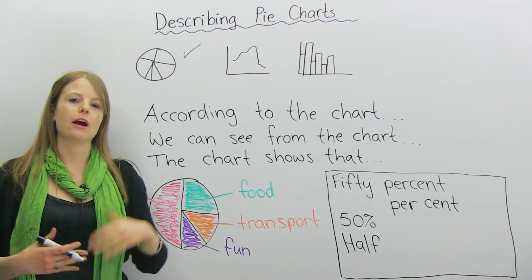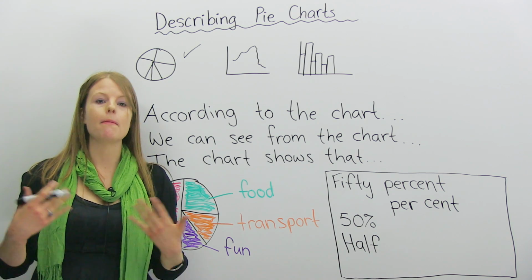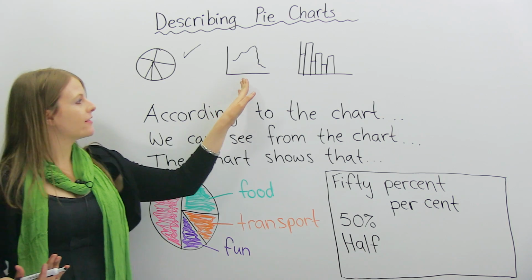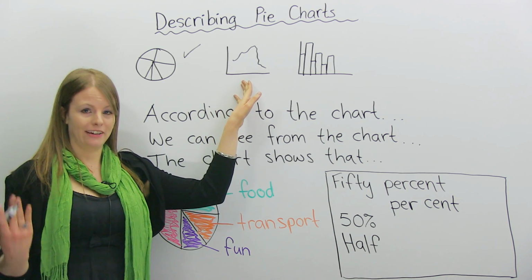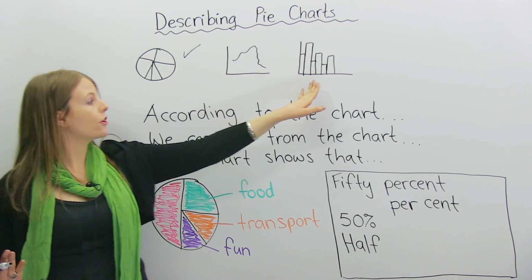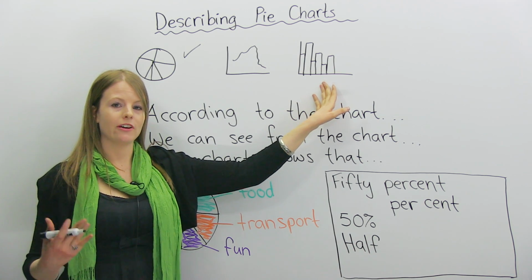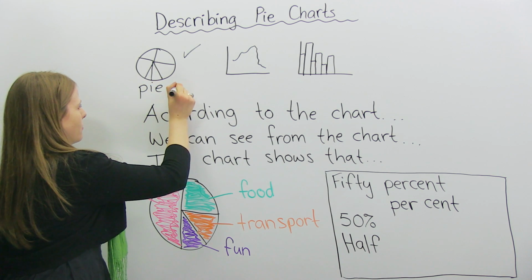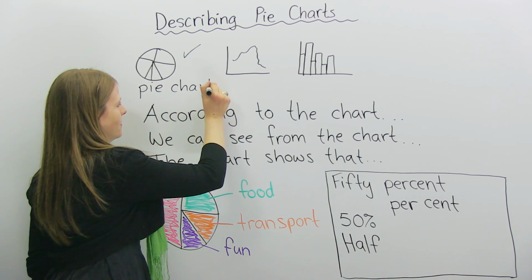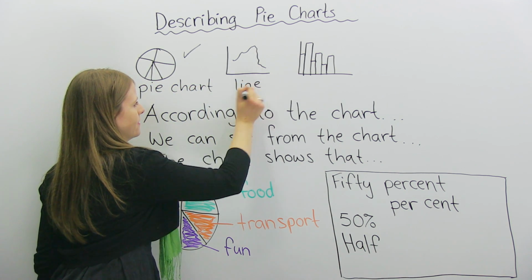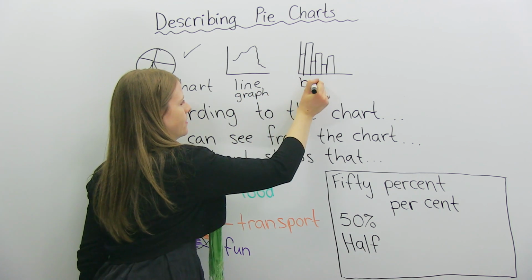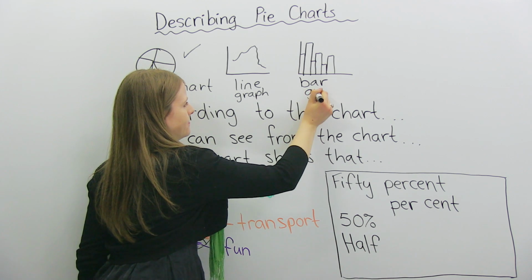We can call it either a pie chart or a pie graph. Both are correct. You might also see this one. This is called a line graph. Or you might see this, which is called a bar graph. So let me write that on the board. So pie chart, line graph, and bar graph.